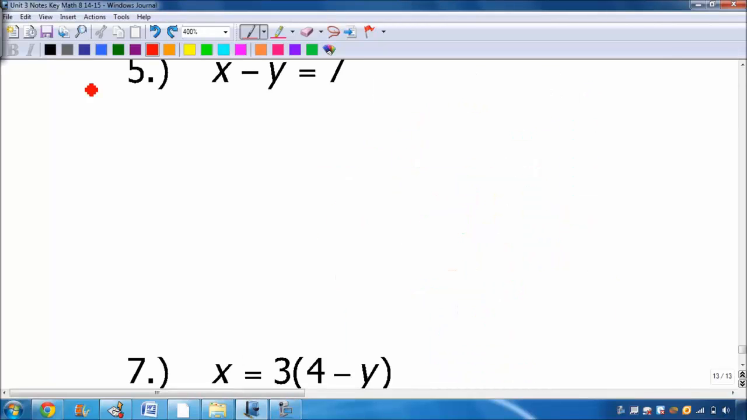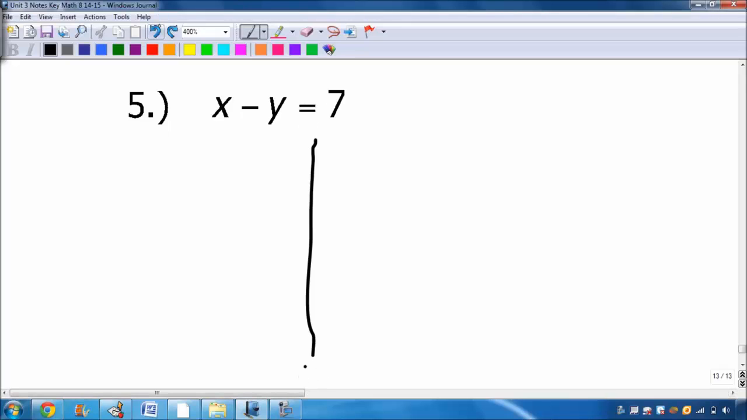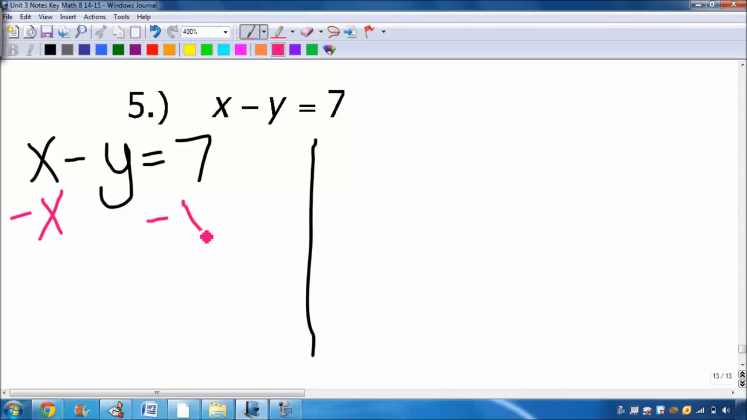Number 5, I'm going to show you guys 2 different ways to solve this problem, and I expect that you get both ways written down on your paper so that you have something to refer back to when you look back at your notes, okay? So the first way, I'm going to write down x minus y equals 7. I'm just going to copy the problem down. So I want to get rid of this x right here. In order to get rid of this x, I need to figure out what kind of an x it is. It's a positive x, so I'm going to subtract x from both sides.